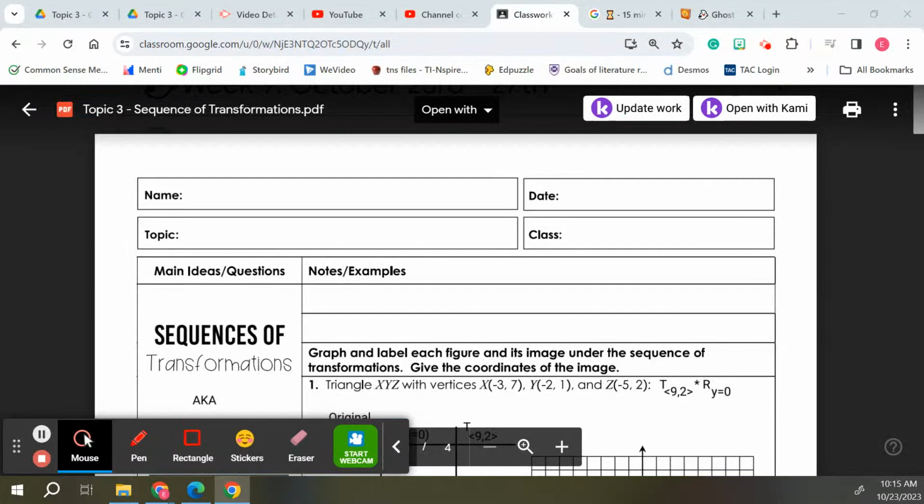Okay, so I would take out your foldables again. This is going to be helpful for you guys.